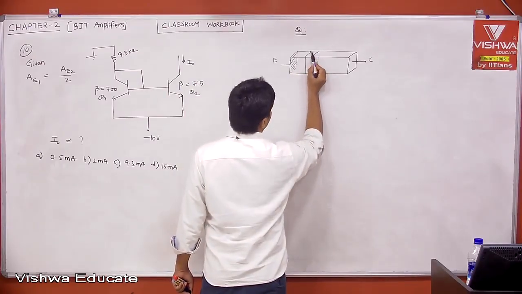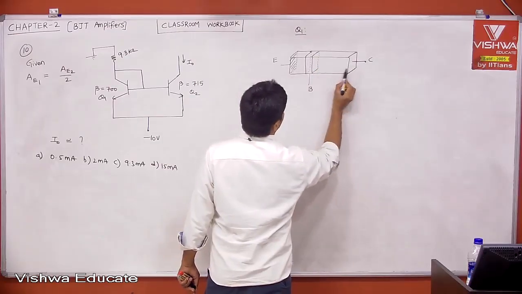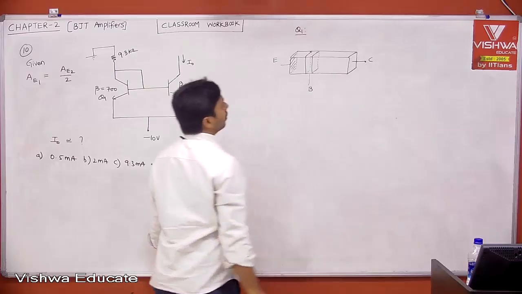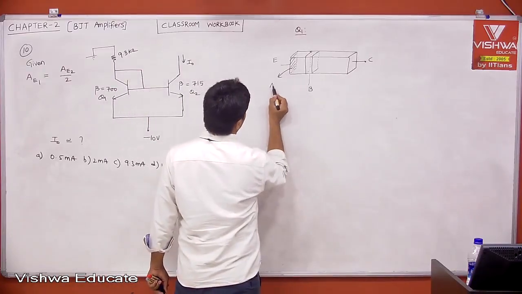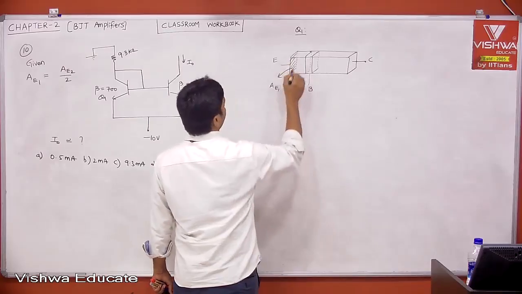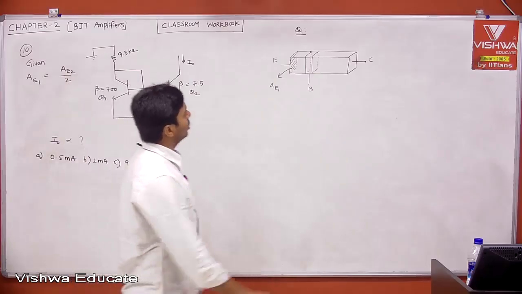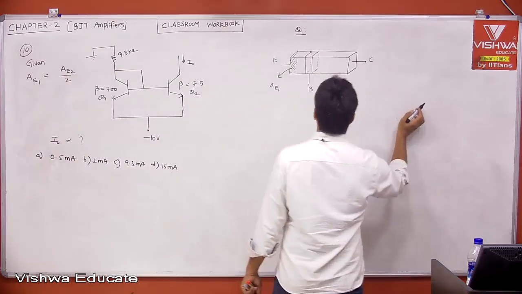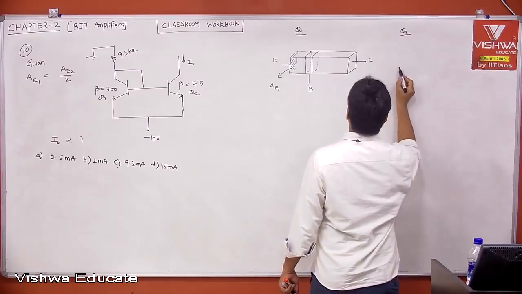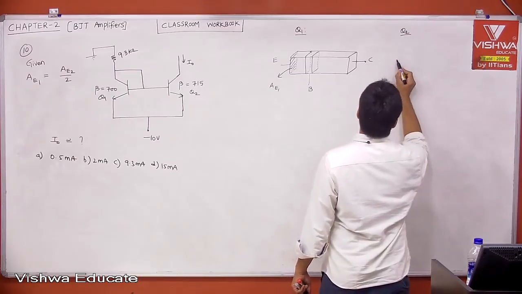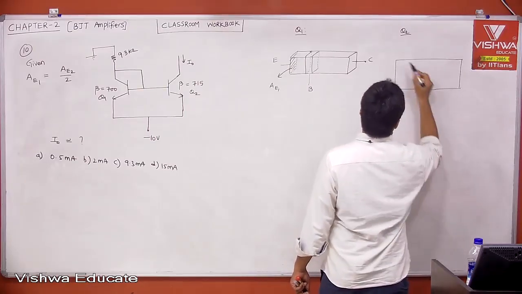Everything should be collinear, okay? That is fine. So this is the emitter area. The area of cross section of the emitter of Q1 is half of that of Q2. If I take Q2, it will have a bigger area.